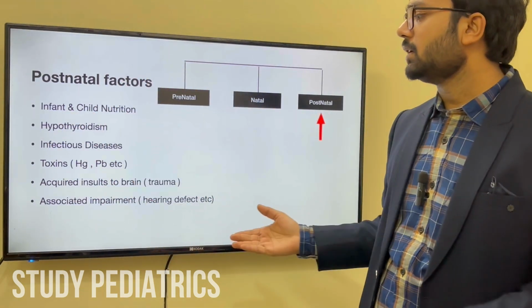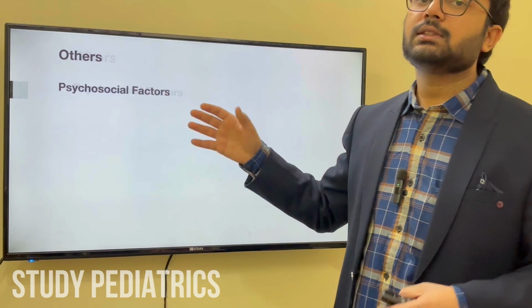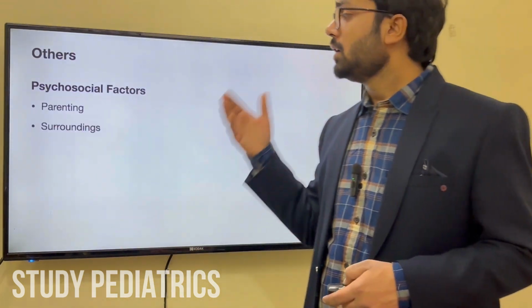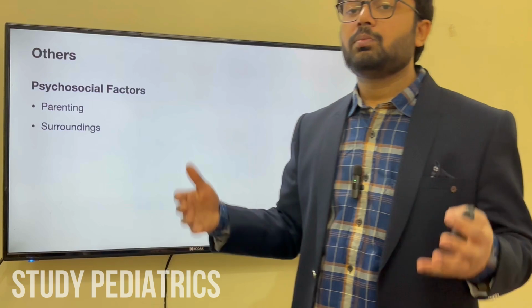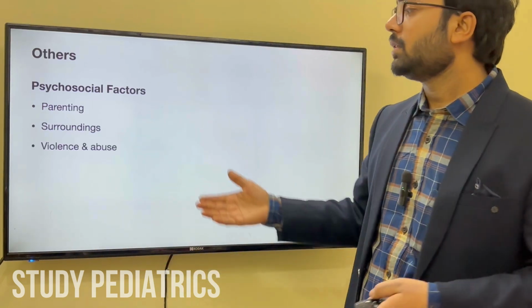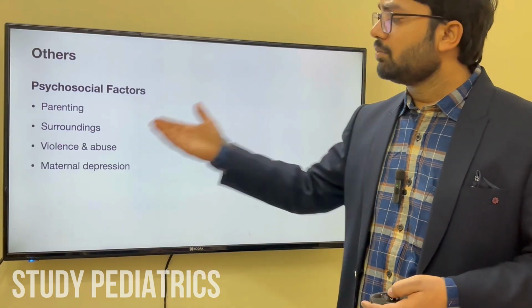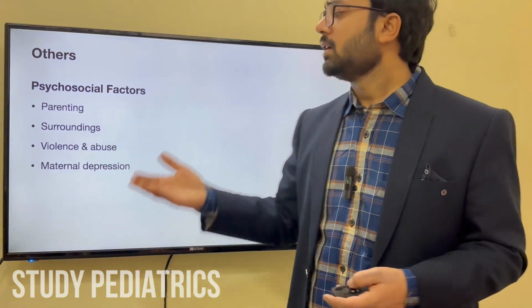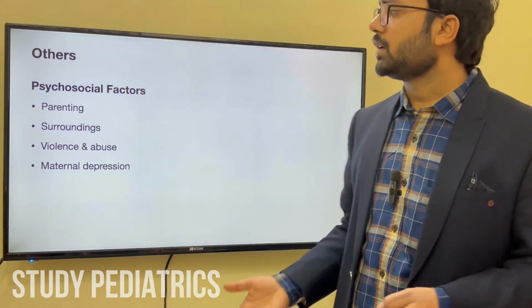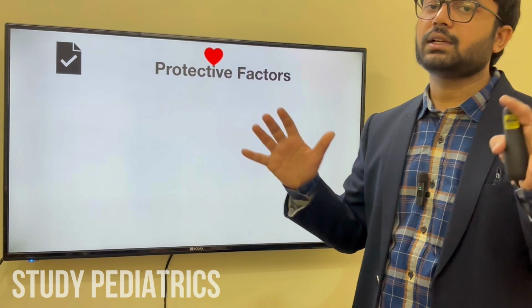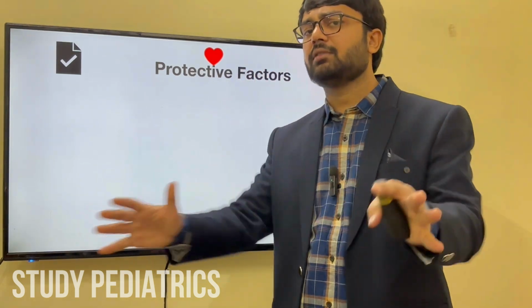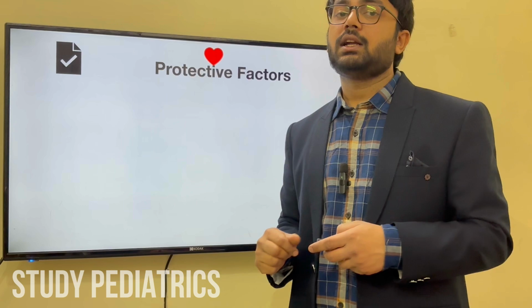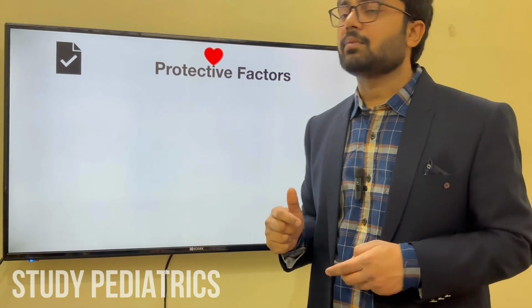Others might be psychosocial factors, like parenting and surroundings. Cheerful, playful surroundings lead to better development. Violence and abuse, maternal depression: a depressed mother leads to less feeding, less caring, hence decreased development. Now, so far we have studied the factors that negatively affect the development. Now, let's study the factors that protect the child or promote the child's development.